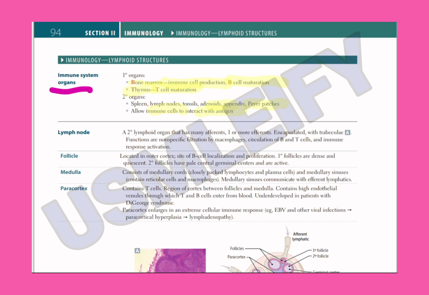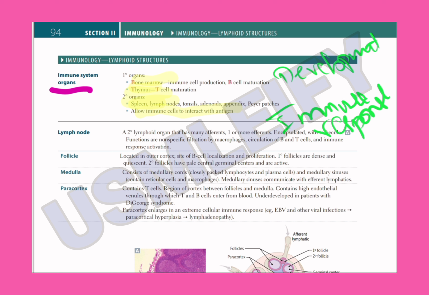The function of the primary lymphoid organs is to generate receptor-specific lymphocytes, whereas the function of the secondary organs is to expand the lymphocytes and form memory cells and effector cells that allow the immune cells to interact with the antigen. The primary organs are the bone marrow and the thymus, and the secondary organs are the spleen, lymph nodes, and tonsils. So the primary is for development and the secondary is for the immune response. This is the difference between the primary lymphoid organs and the secondary lymphoid organs.